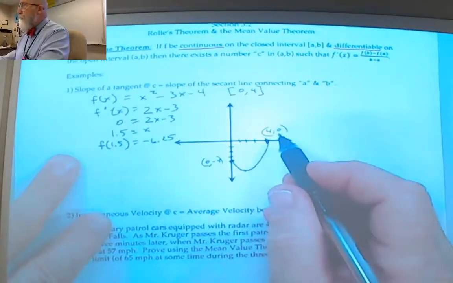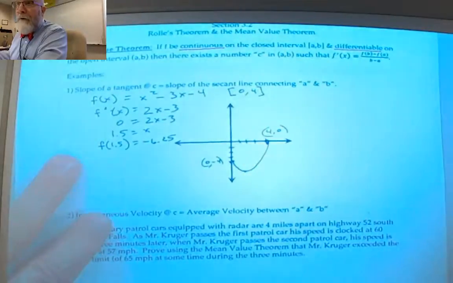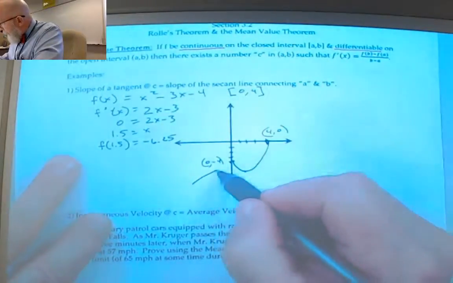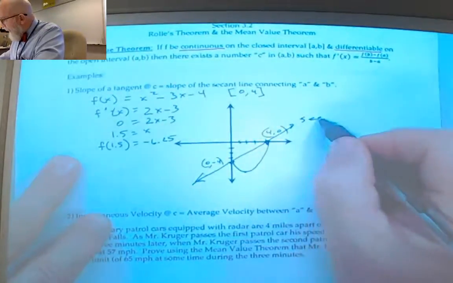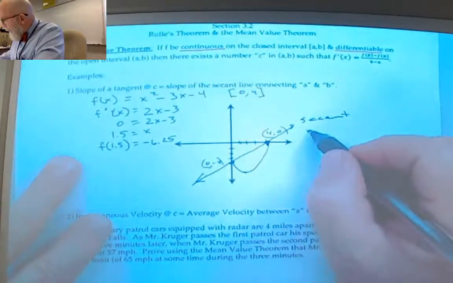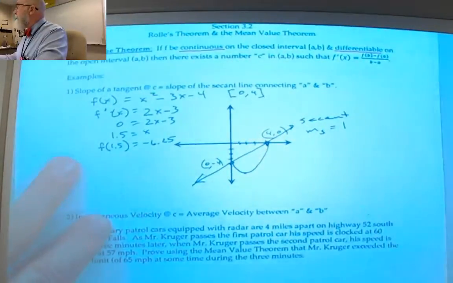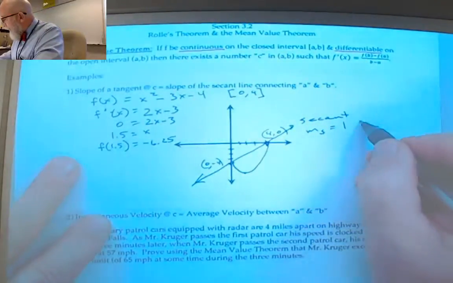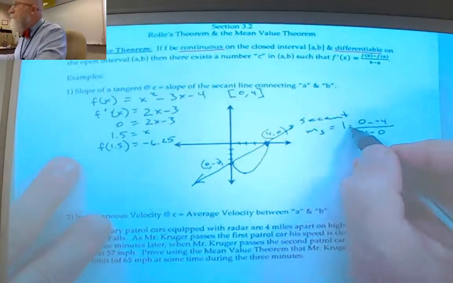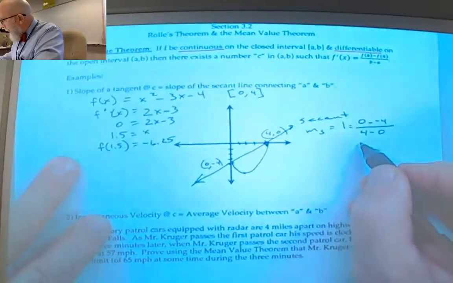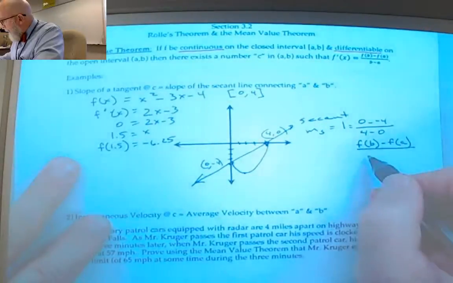It's differentiable, okay, because I'm told it's differentiable, but I also know it's a polynomial, don't I? And right here I could create a line that passes through those two endpoints. And this is my secant line. And the slope of that secant line, I think I determined was 1. Is that correct? Because I think I did 0 minus negative 4 over 4 minus 0 and got 1. Or what I could say, f of b minus f of a over b minus a.